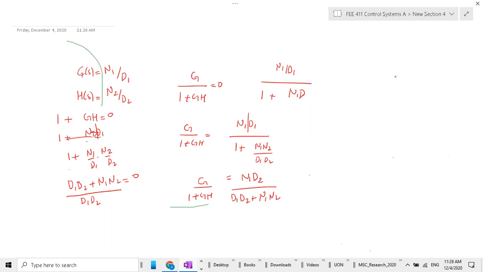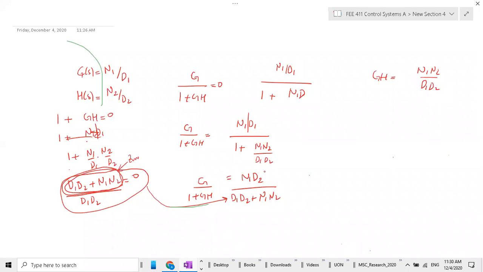And open loop is N1 D2 over D1 D2. So from the characteristic equation, you can see that the roots of the numerator, which are zeros, are actually the closed loop poles of a transfer function.